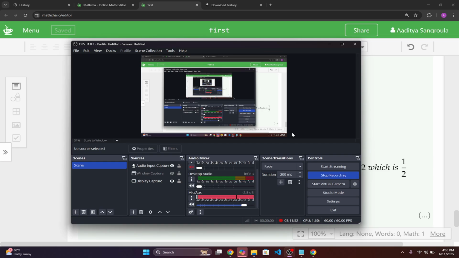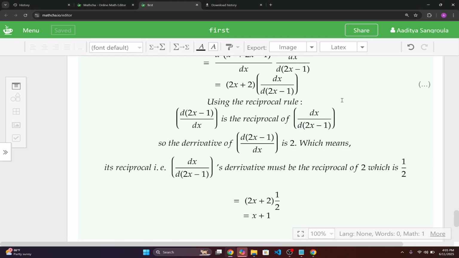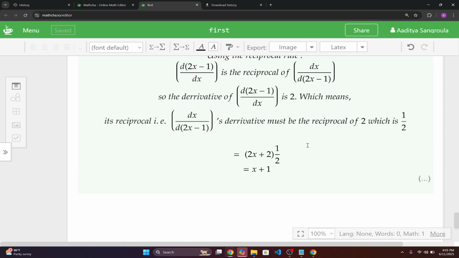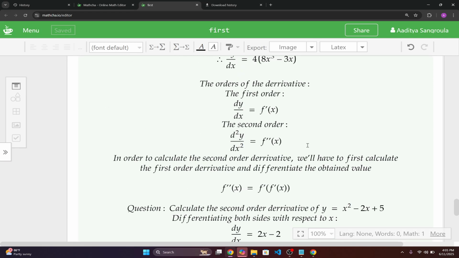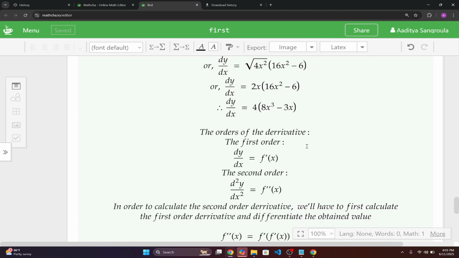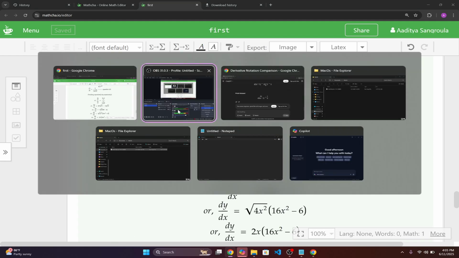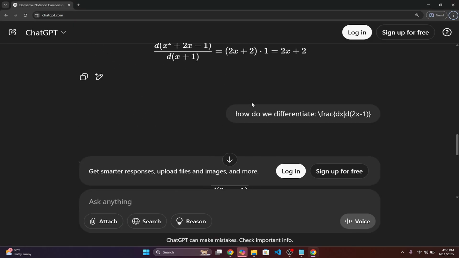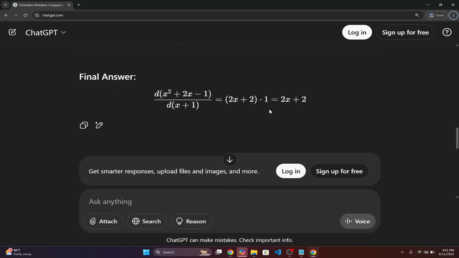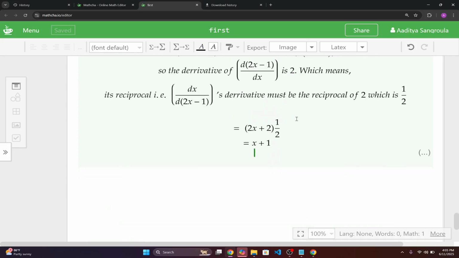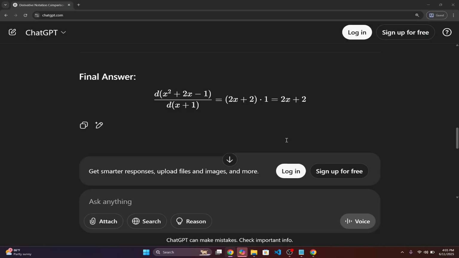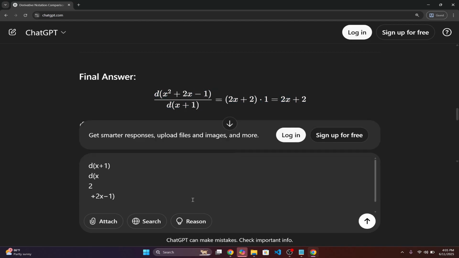I think if it's getting cooler, then that would be better. And let's see what the differentiation gives as the result for that. I think I have already given the question. Okay. Final answer 2x plus 2, but I got x plus 1. Isn't it x plus 1?